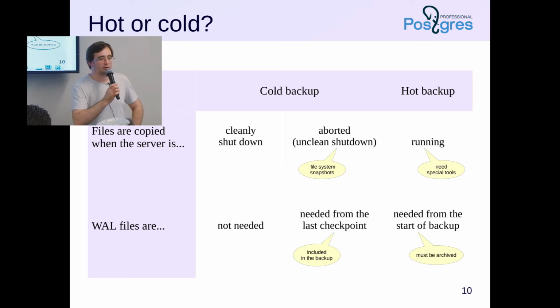There are cold backups and hot backups. What does it mean? Cold backup is a backup which you make when your server is shut down. So it is not working. When you shut it down cleanly, you can copy data files, and you don't even need to have WAL files. You can just copy these files to some other place and then start up your Postgres, and it will work with your files with no problem.